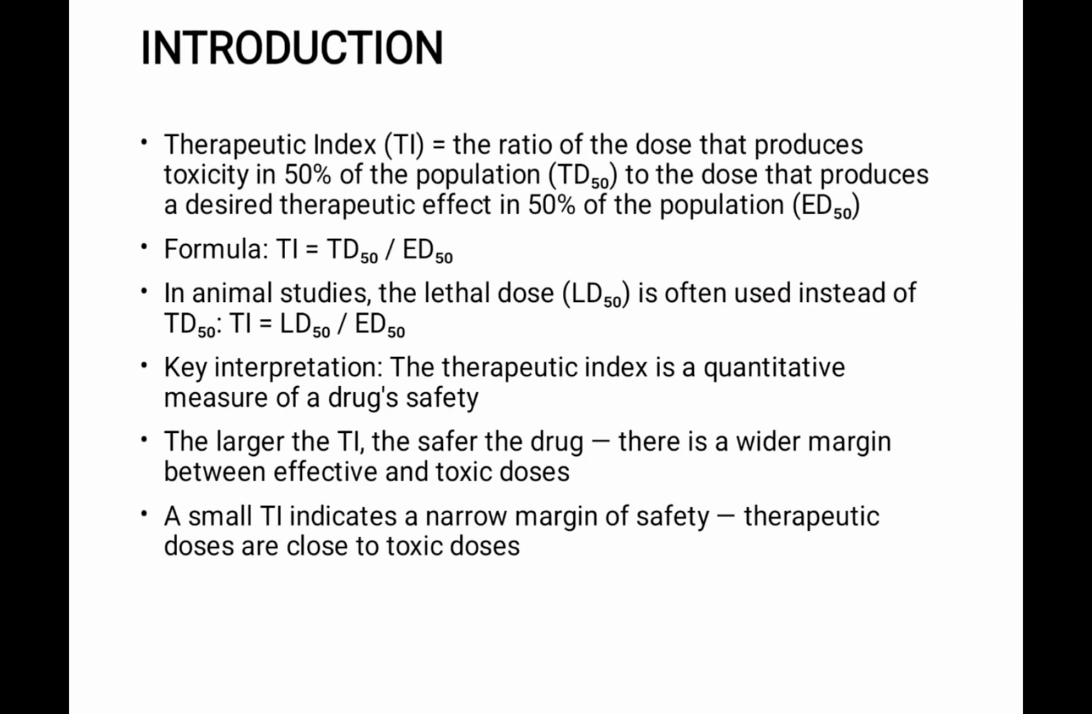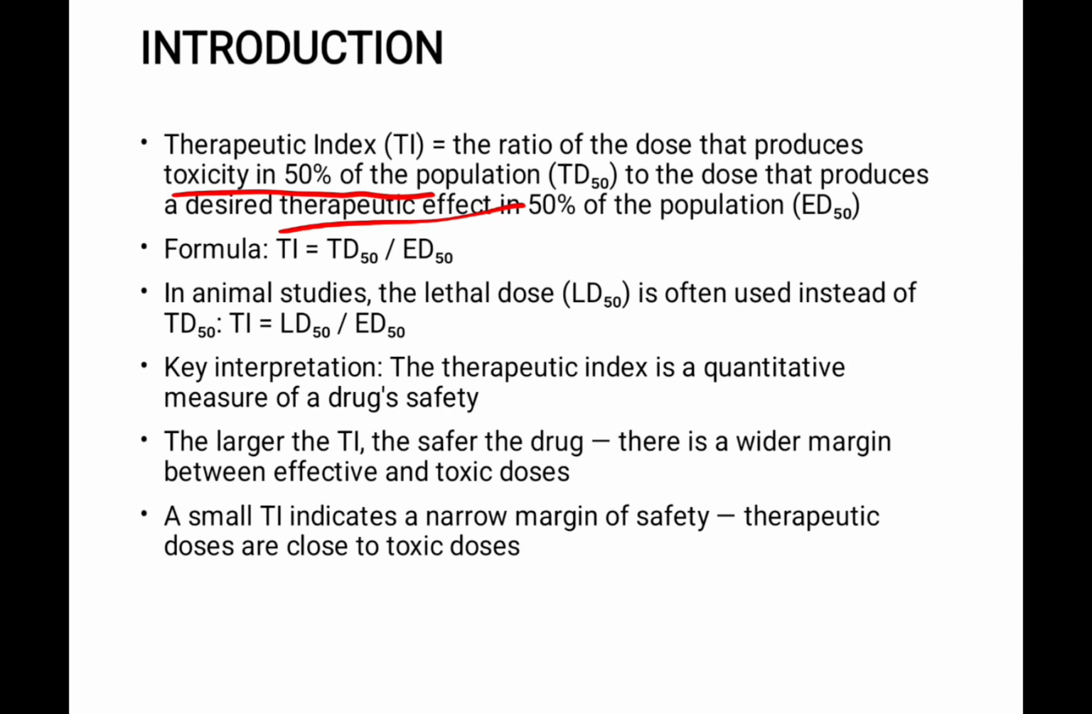So what is Therapeutic Index? Therapeutic Index is the ratio of the dose that produces toxicity in 50% of the population to the dose that produces the desired therapeutic effect in 50% of the population. The formula is TI, which stands for Therapeutic Index, is equal to TD50, which is the toxic dose, divided by ED50, which is the effective dose in 50% of the population.